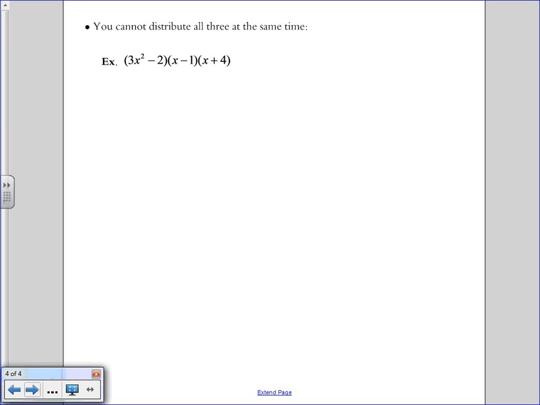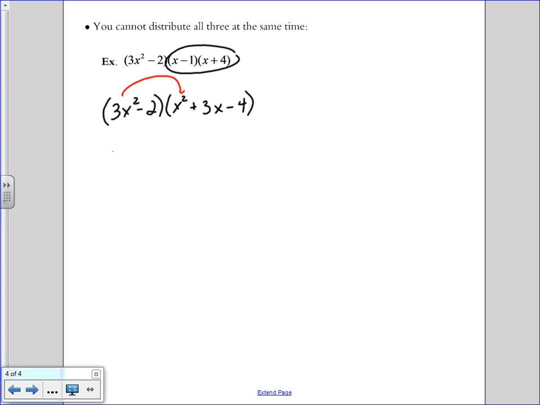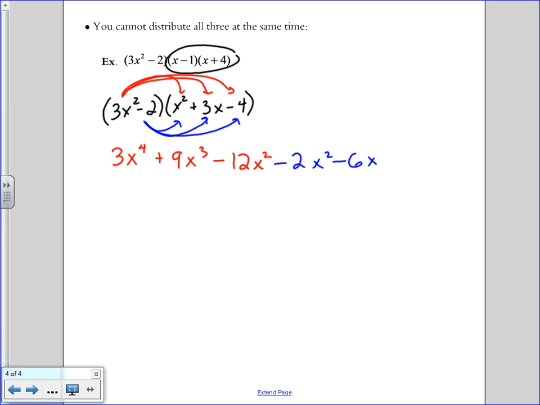So I see x minus 1, x plus 4. I know that I can distribute these 2 in my head. So I'm going to turn this into x squared plus 3x minus 4. That's just some mental FOIL. Then I have this parentheses, and I'll distribute it to the second parentheses. So 3x to the second power times x to the second power, and so on. 3x to the fourth power plus 9x to the third power minus 12x to the second power. Then distribute the negative 2. Negative 2x to the second power, negative 6x, plus 8.